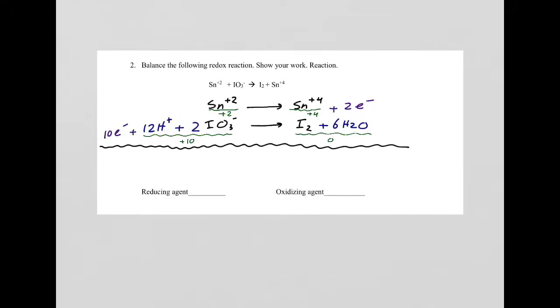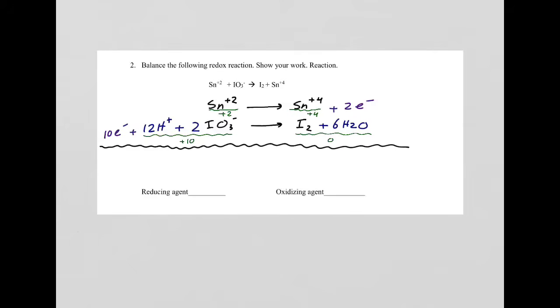Now, let's go to the last part. Remember what I said? If I lose $5 and you find it, how much money did you find? $5. If I lose $10 and you find it, how much did you find? $10. It's the same idea with charges. If one loses 5 electrons, the other guy has to find 5 electrons. If one loses 10 electrons, the other one has to find 10 electrons.